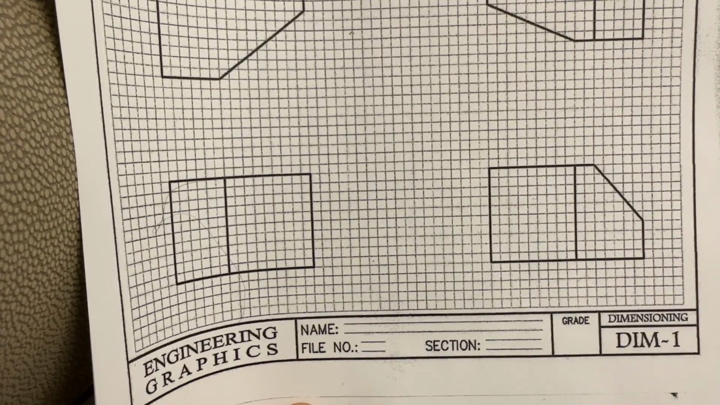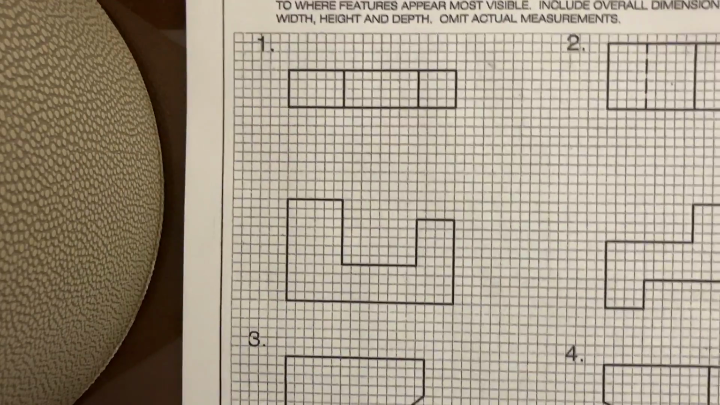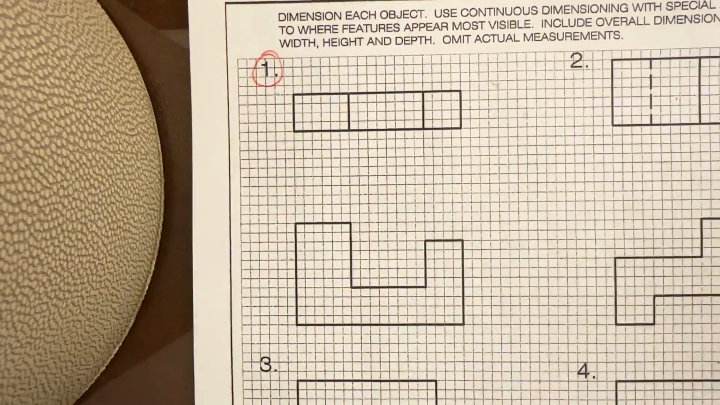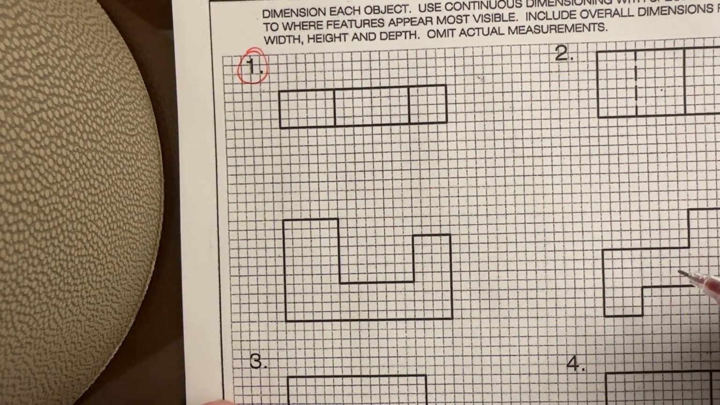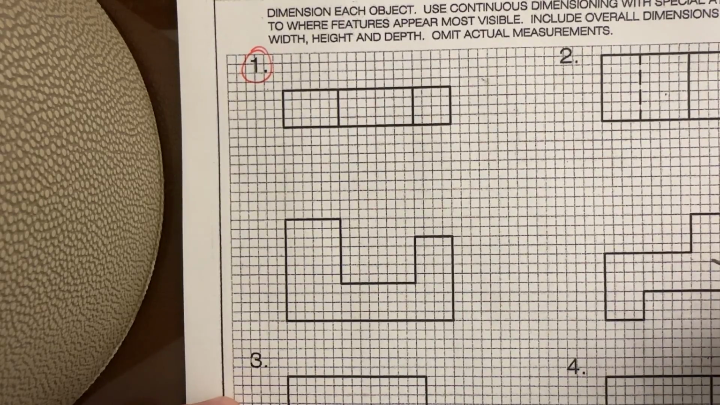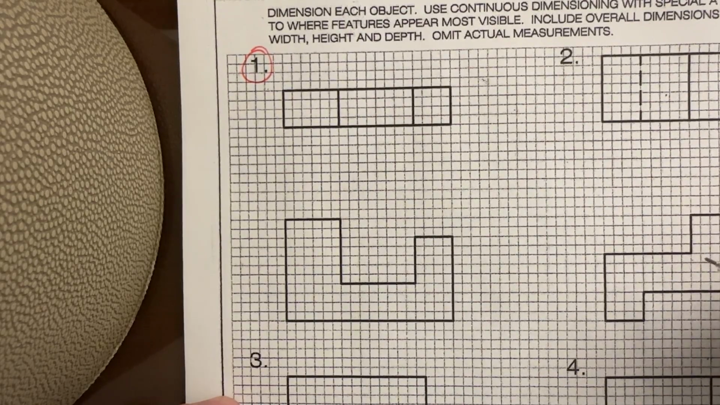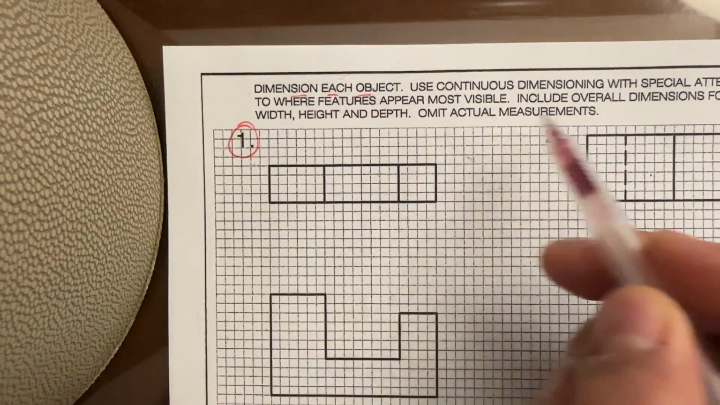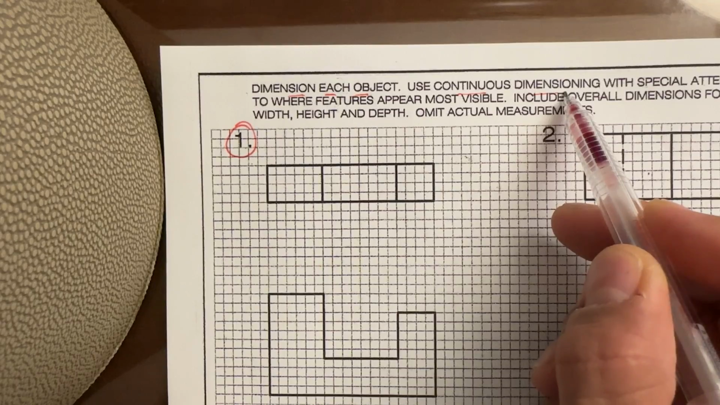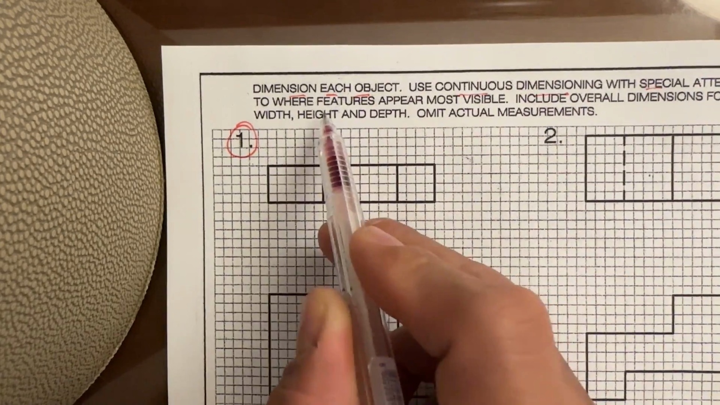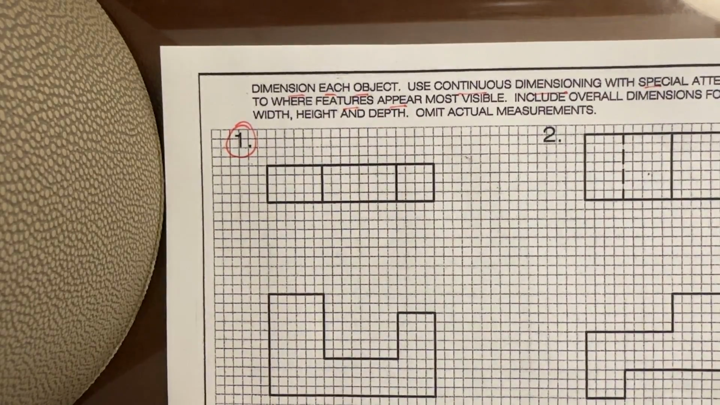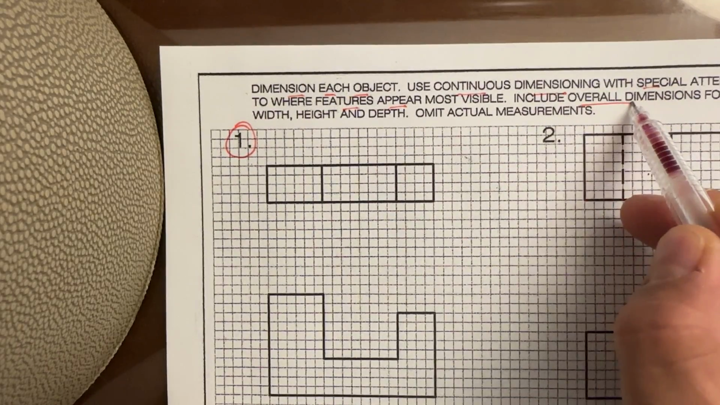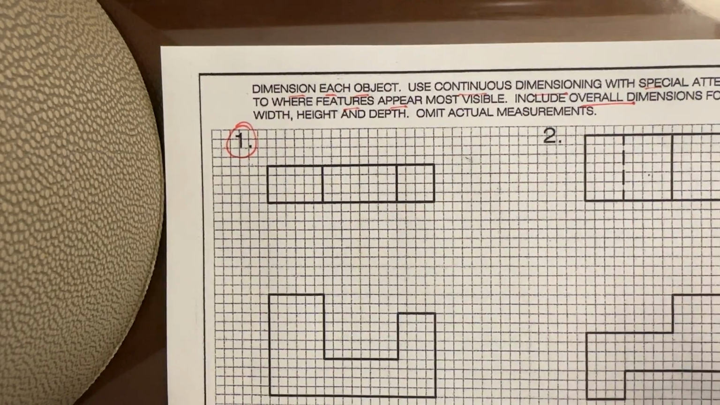So this is dimensioning 1, and I'll do number 1 as an example for all of you. For dimensioning 1, first we'll add the extension lines and then the dimension lines. By the way, in the instructions it says: dimension each object, use continuous dimensioning, with special attention to where the features appear, where you could actually see the shapes. And then include the overall dimension.